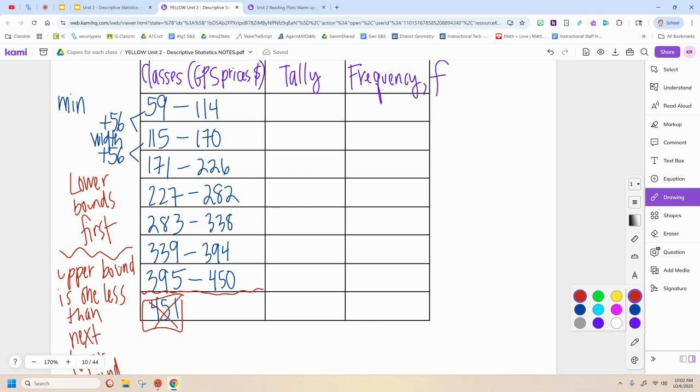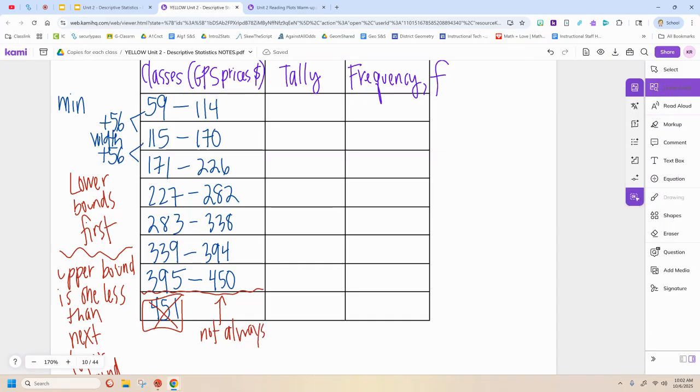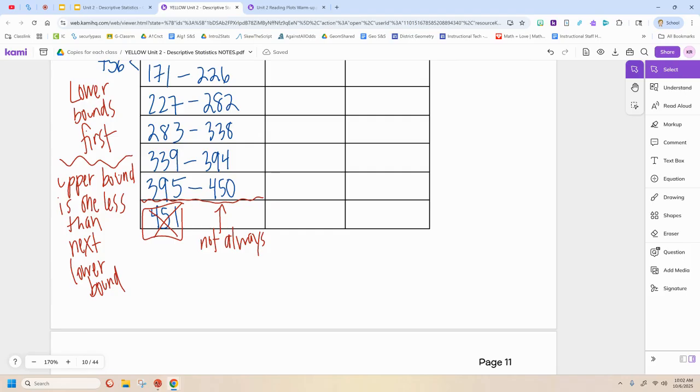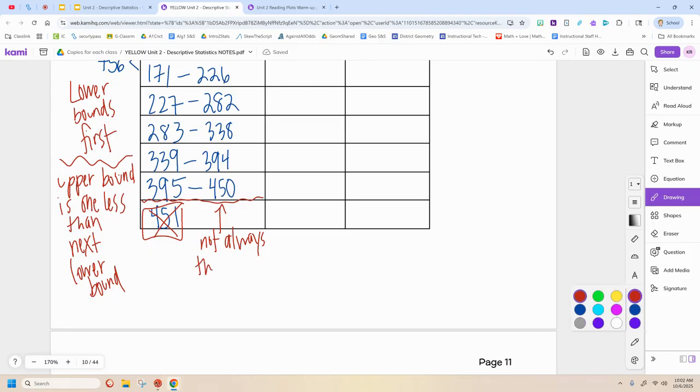But no matter what, this is not always the max, right? Because your width might create it to be bigger because all the intervals need to be the same. So this is not always the max. It is, like the bound, I don't know how to say it, one less than the next interval would be. Does that work for everybody? Because the intervals have to be the same size.